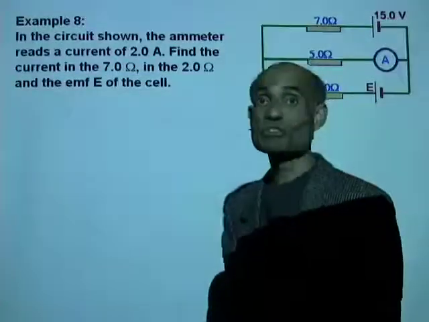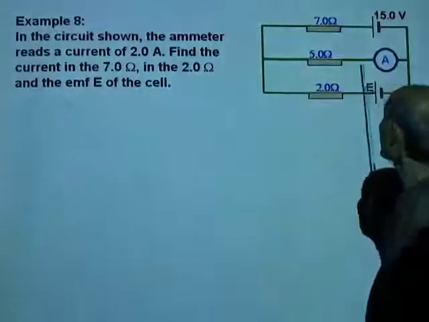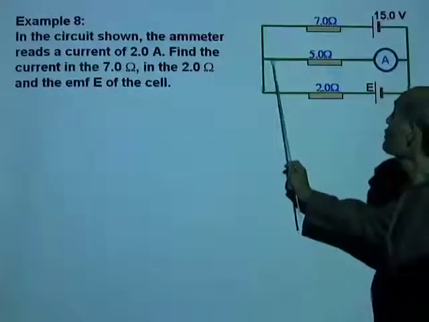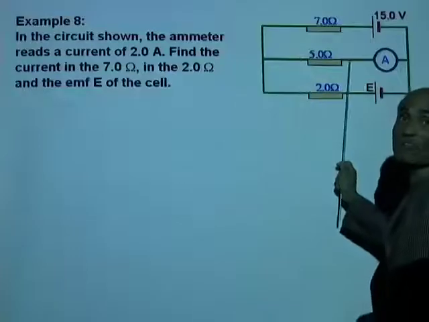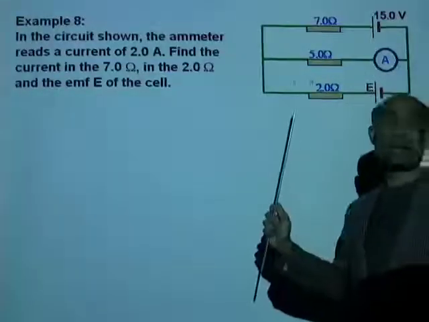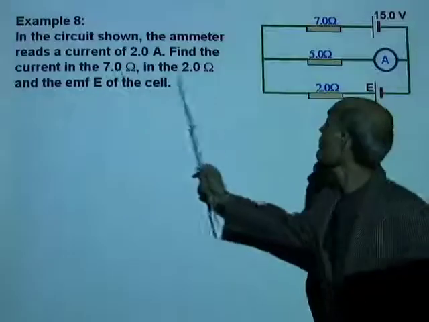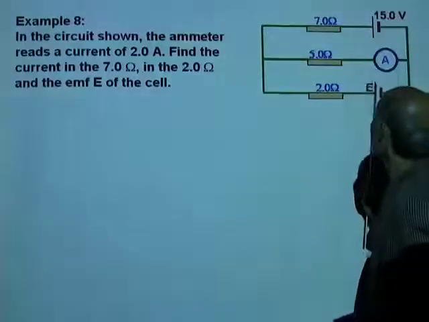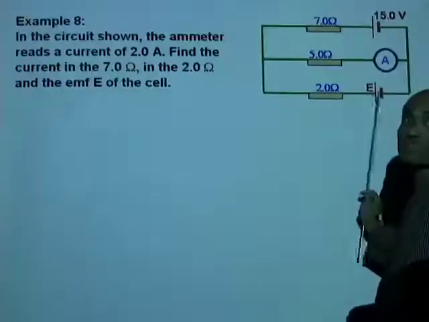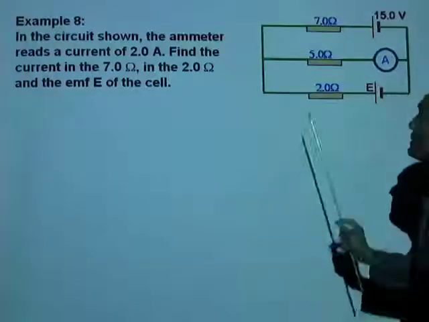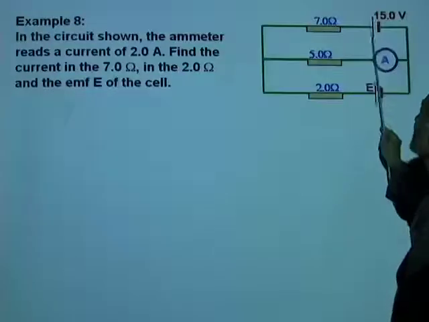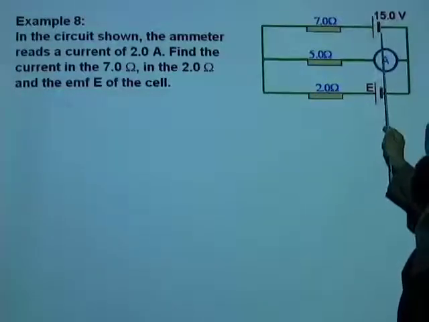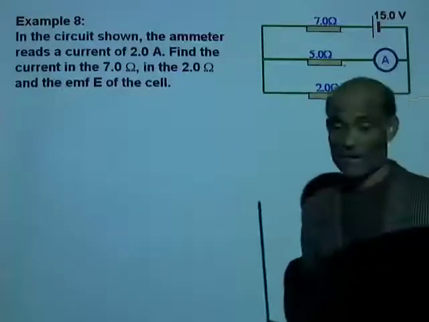In the circuit shown, the ammeter reads 2 ampere. What that means is the current in the 5 ohm resistor is 2 ampere. Find the current in the 7 ohm and the 2 ohm and the EMF of this second cell. If you cannot read this, the EMF of the top cell is 15 volt. Alright, how do we start this?